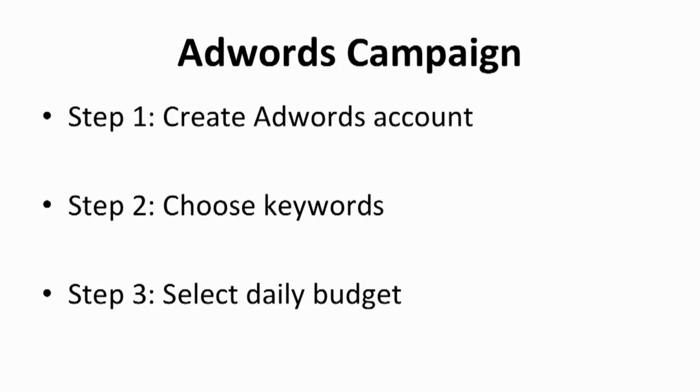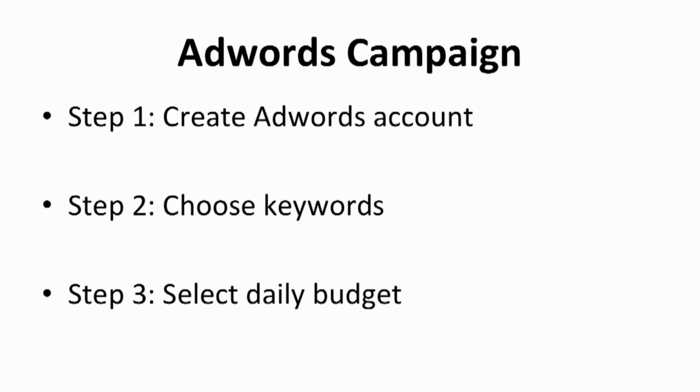Next step, you will choose the keywords for your site. Make sure the keywords are appropriate for your site. The final step is to set your daily budget based on your financial plan. Let's say the pay-per-click is 10 cents on average for a particular keyword, and you would like to bid for 100 clicks per day. Your daily budget will be 10 cents times 100, so in total, $10 a day.